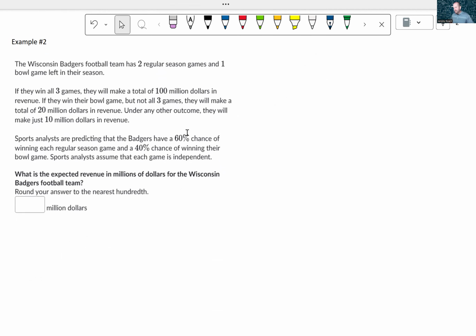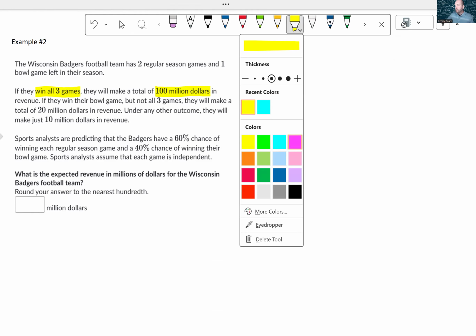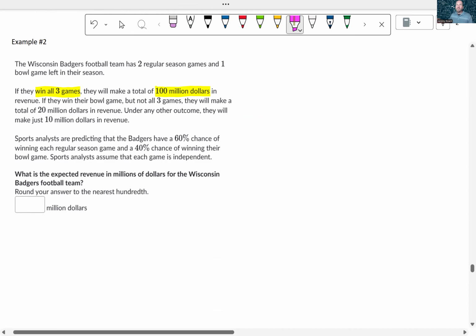So this is about the Wisconsin Badgers. They have two regular season games and one bowl game that's left over in their season. So they have three games to go, and we have these different situations of what could happen. The first situation is if they win all three games, they make $100 million. That would be the best case. The next situation is if they win their bowl game, but they don't win all three games, they make $20 million.